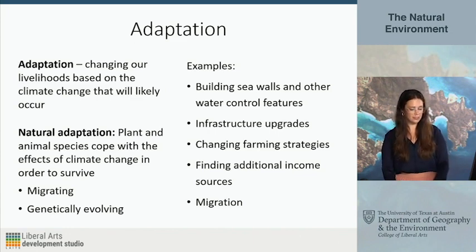I want to note that all of these are expensive. Building infrastructure is very expensive. Migrating is expensive. Changing your farming strategies is expensive, and there needs to be a lot of knowledge that goes into that. So every individual community, state, and nation can't necessarily afford these strategies. And that's something we need to think about when we talk about the equity of climate change adaptation.